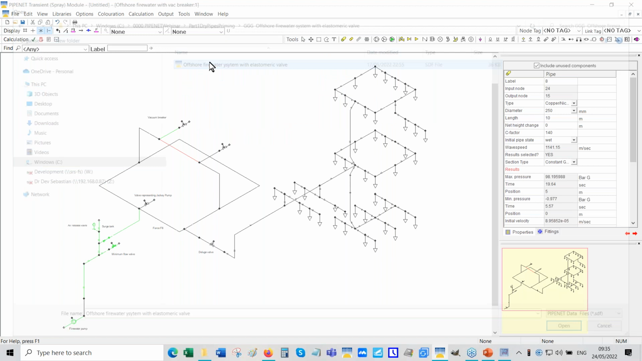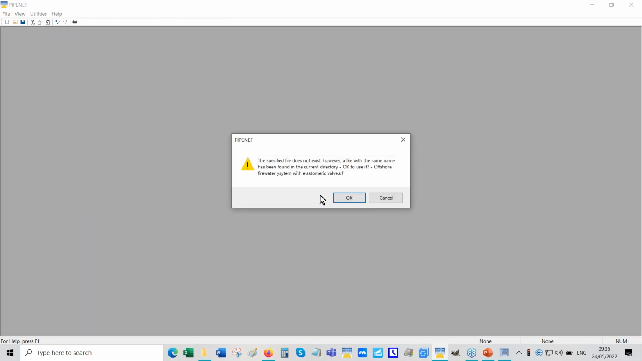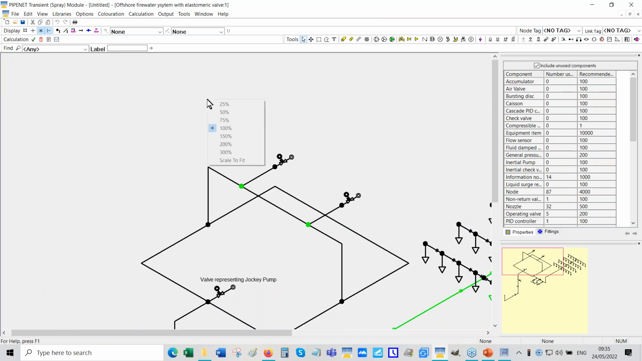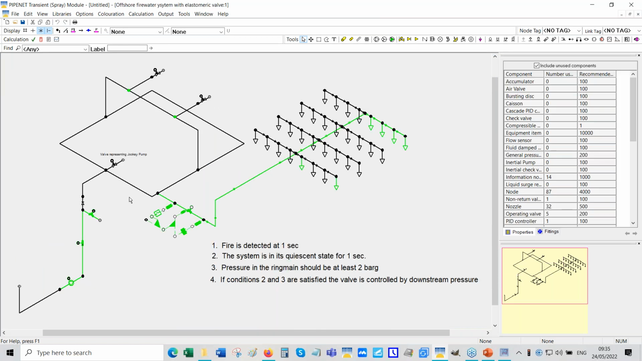Offshore fire water systems with elastomeric valves. See, we've got an elastomeric valve. This is the way we suggest you model an elastomeric valve. And we've assumed that the philosophy of the way the elastomeric valve works is here.